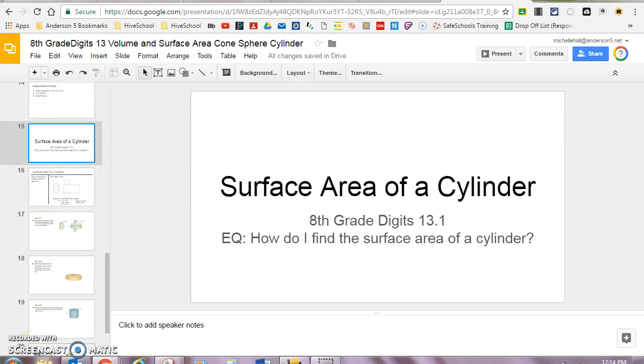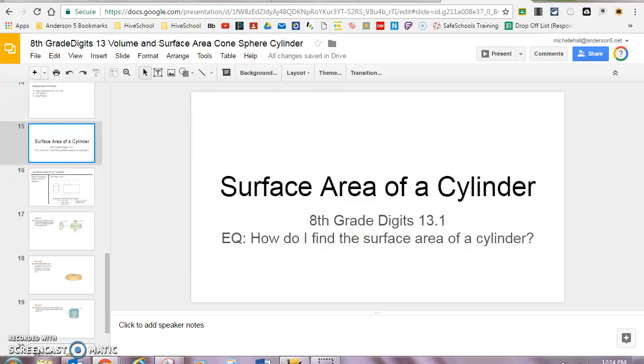All right, our second and our last lesson in this little mini unit on volume and surface area is on surface area of a cylinder. We only have to do the cylinder. We don't have to do the cone or the sphere. So in your table of contents, write the title of today's lesson, surface area of a cylinder.